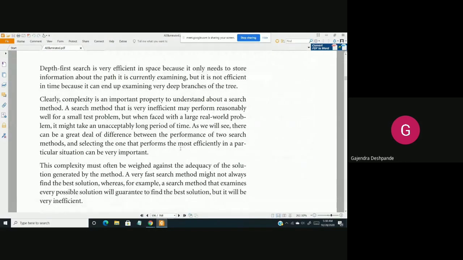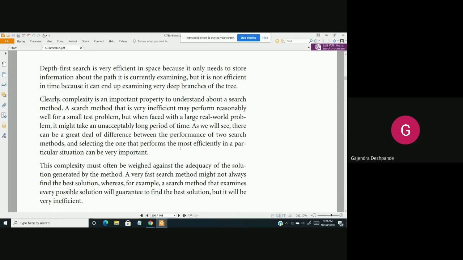Depth first search may be very efficient in terms of space because it only needs to store information about the path it is currently examining. It need not store the information of other paths. If that path is leading to the goal node, then yes, you get the solution. Otherwise, just forget about that path and start with a new path. Whereas in the case of BFS, it's not the case. But DFS is not efficient in time.